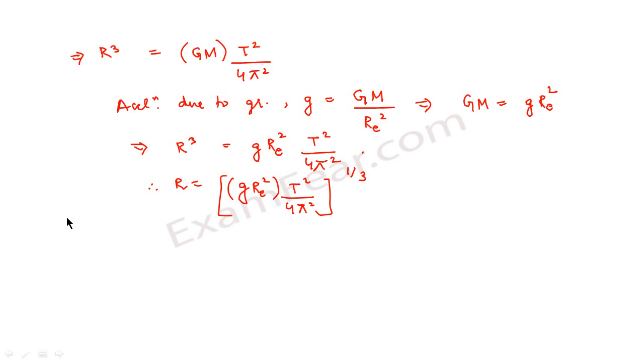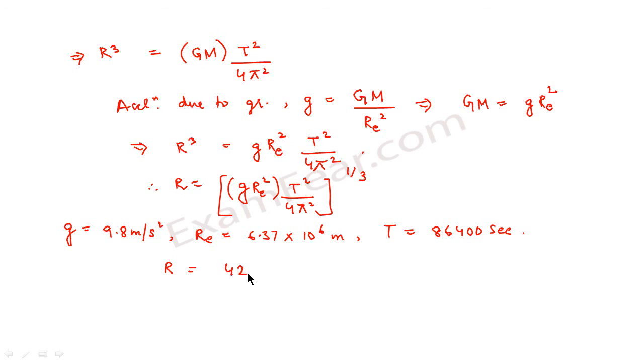Right? Now we'll put the values: g is equal to 9.8 meter per second square. We will put re, that is radius of the earth, as 6.37 into 10 to the power 6 meters. We will put the time period as 86400 seconds. Now putting these values, we find that r is equal to 42147 kilometer. So this is the value of r which we get.